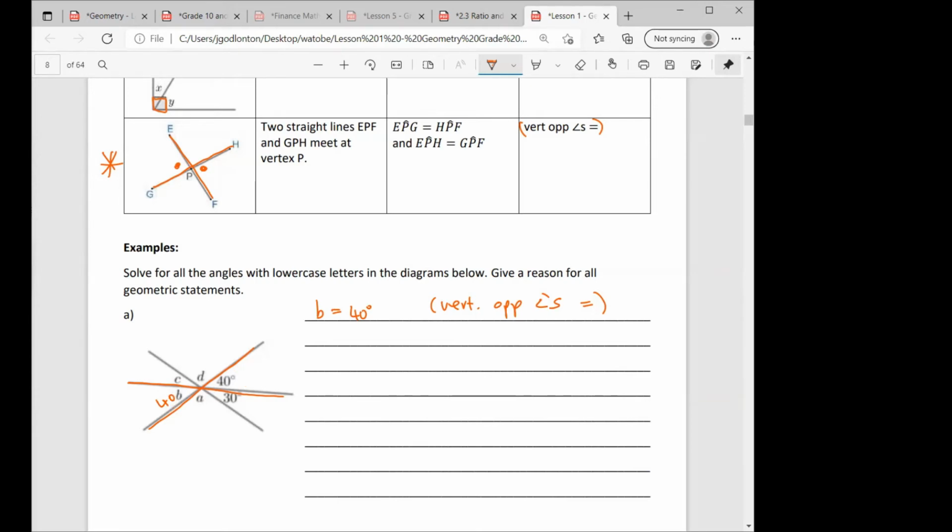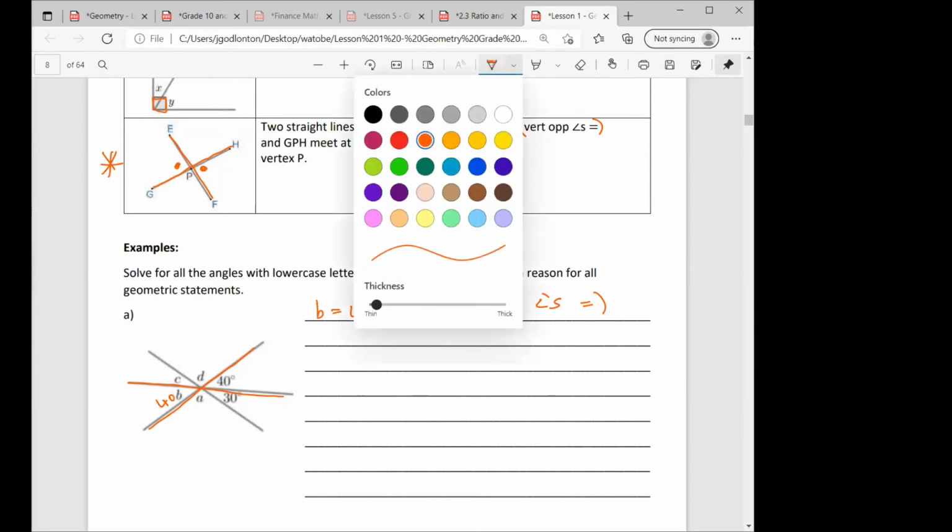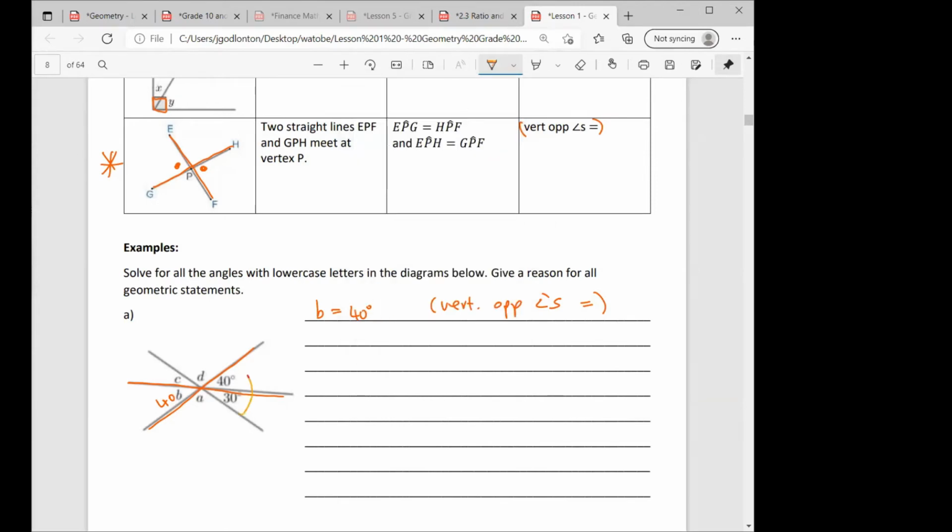Excellent. D would 100% be 110. And it's because if we're looking here, we've got a straight line. And so all 3 of these angles need to equal 180. So we've got D plus 40 plus 30 needs to equal 180, angles on a straight line, which means D is going to be 110 degrees. Beautiful. So we have D and we have B.